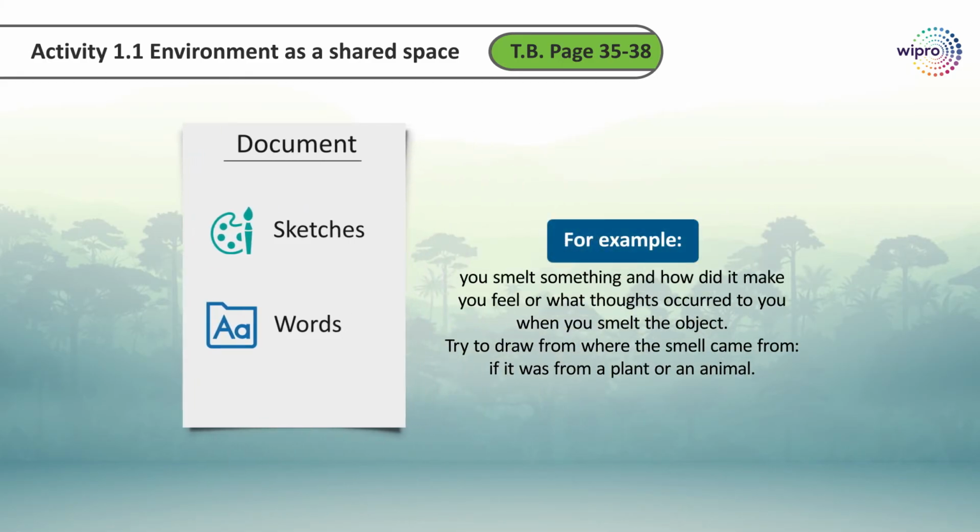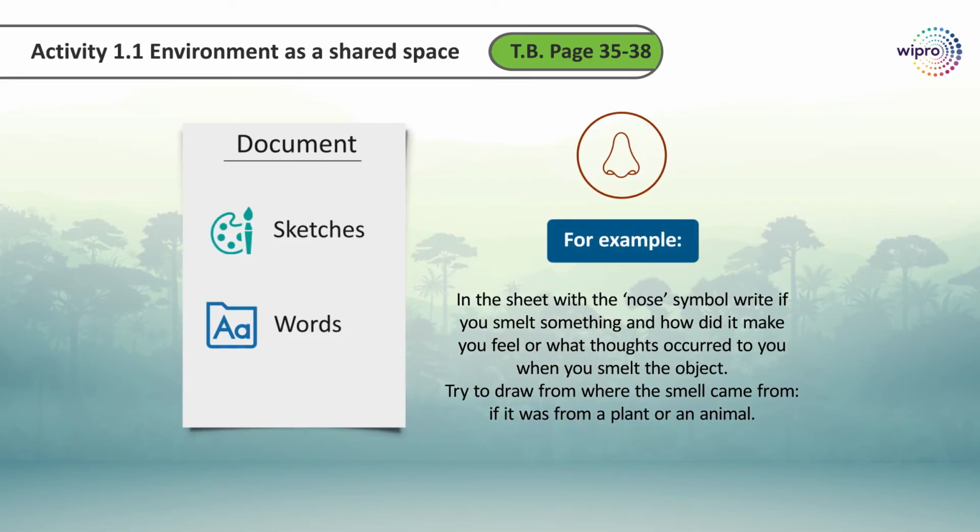For example, in the sheet with the nose symbol, write if you smelled something and how did it make you feel, or what thoughts occurred to you when you smelled the object. Try to draw from where the smell came from, if it was from a plant or an animal.